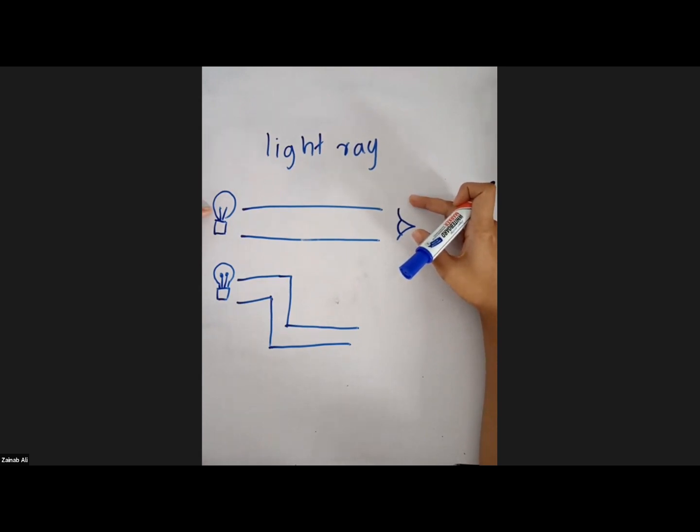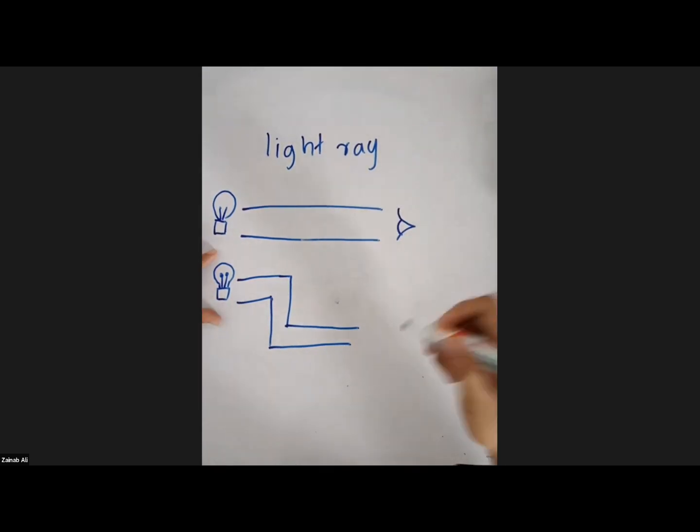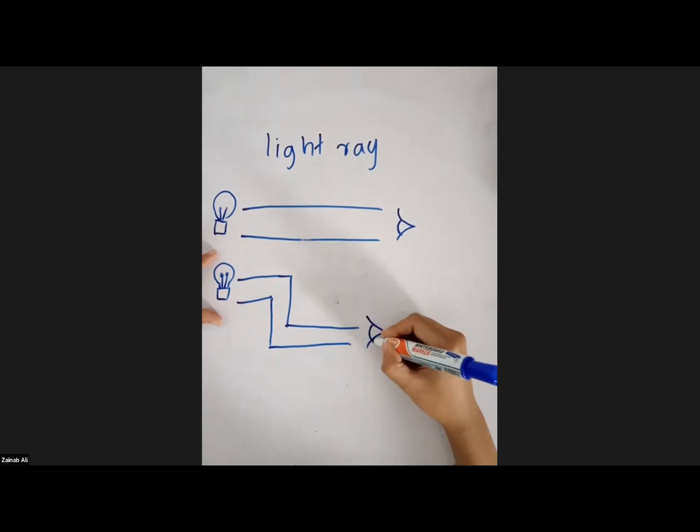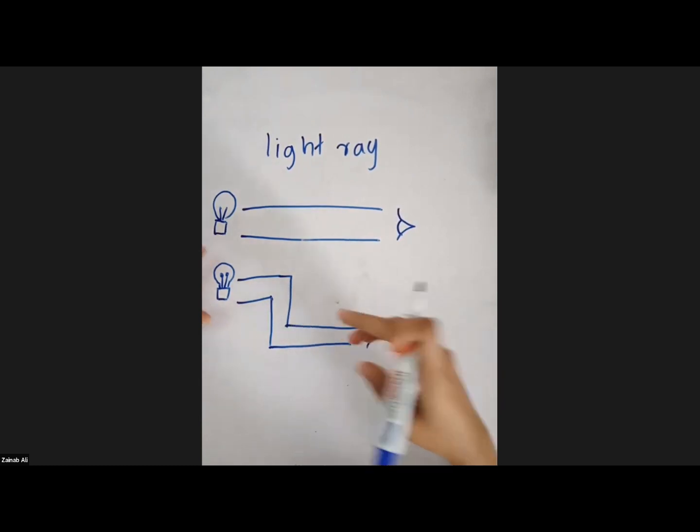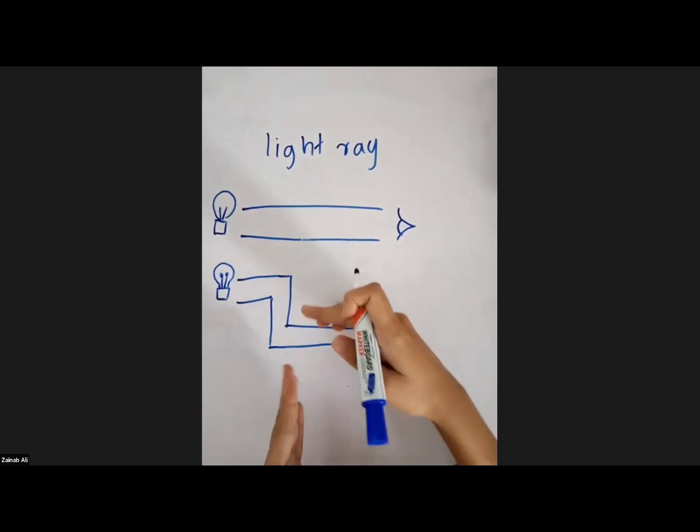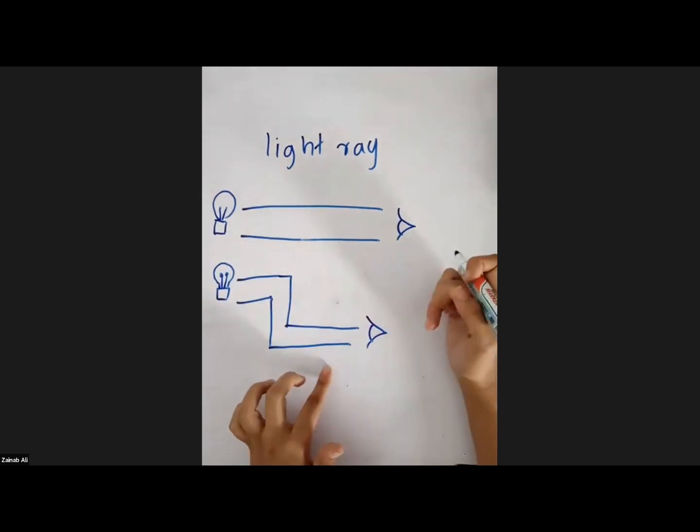Most of you are saying yes, you will be able to see the bulb which is here, and your answer would be correct. We will be able to see the light, the bulb, right? But in the second one, I'm going to keep my eyes over here and look. Will I be able to see the light which is coming from here? Will I be able to see it?